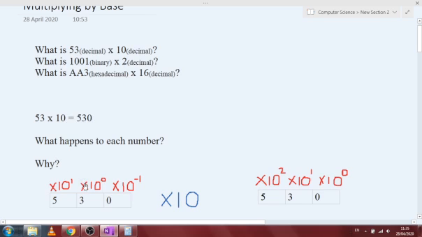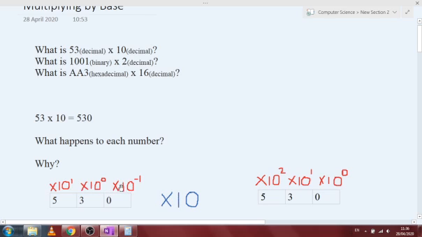So why does this happen? Well, if we break this down, this is 50, the tens, this is 3, the units, and this is by 10 to the minus 1. So that would be 1 over 10, which is a tenth. So this would be 0 tenths. So this is 53.0.